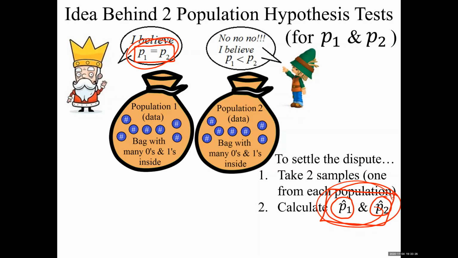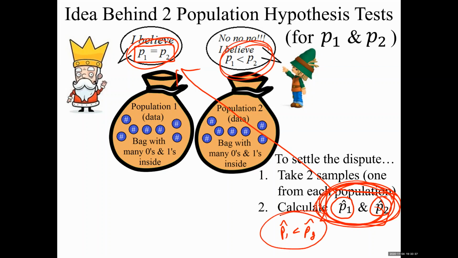Okay. So as long as these numbers are close together, we're going to believe the king. And even if P1 hat is less than P2 hat, I know the peasant is saying less than, but even if it's less than or greater than or equal, as long as they're close to equal, we're siding with the king. I don't care if it says less than, and you go, oh, that makes me think the peasant's right. No, if they're close, we're still going to believe the king. Remember, we give the king every benefit of the doubt.